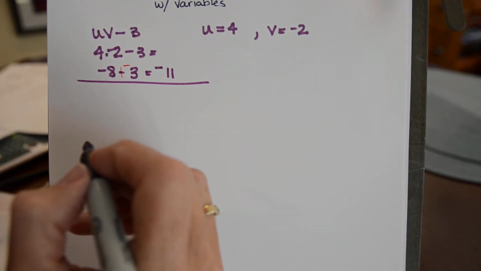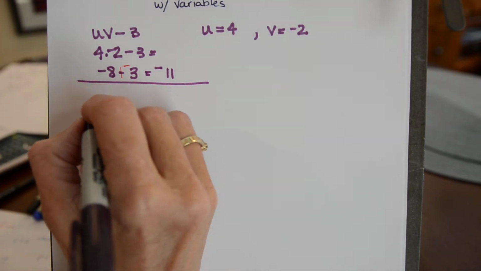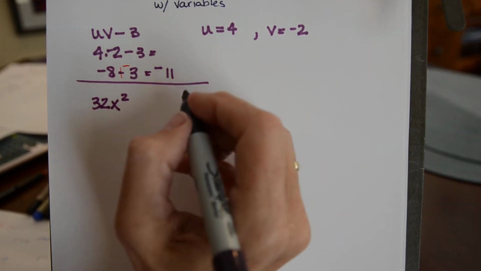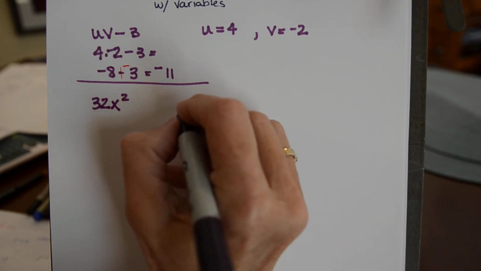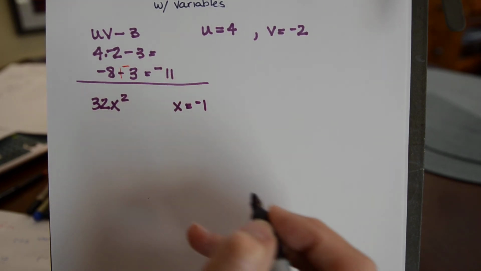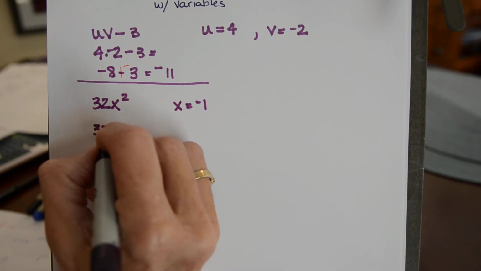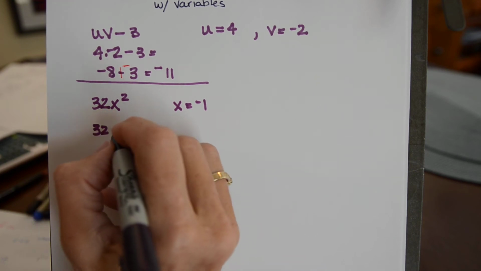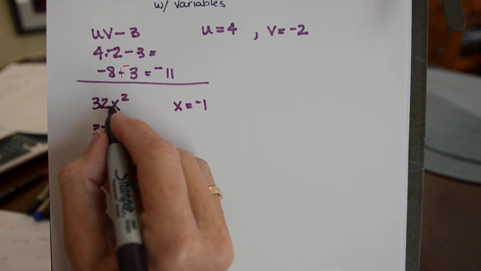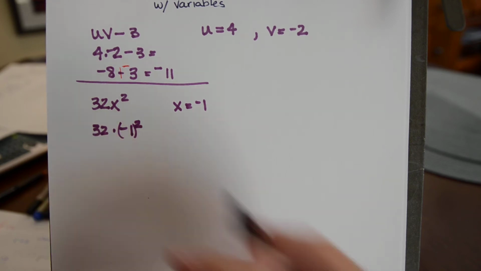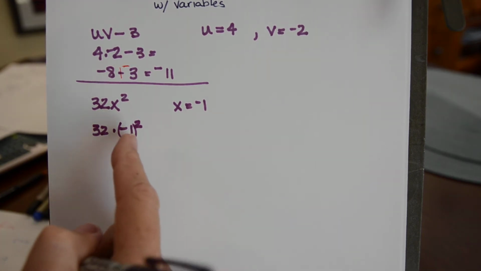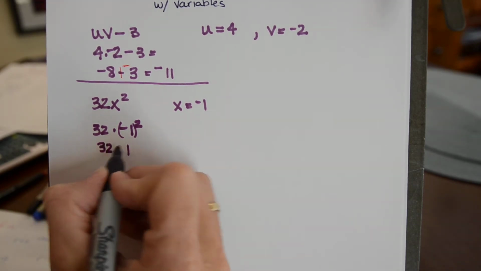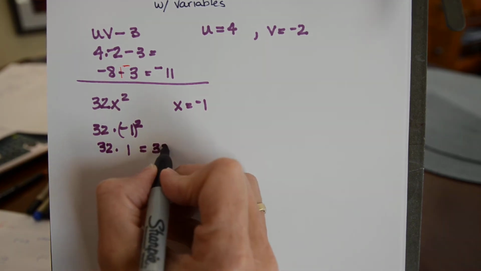Okay. The next one, I have 32x squared, and they'll tell me that x is equal to -1. So you go back and you go 32 times -1 squared. Now, this is in place of the x, so I want to square it first before I do anything else. What is -1 times -1? It's plain +1. So 32 times a +1 is just 32.